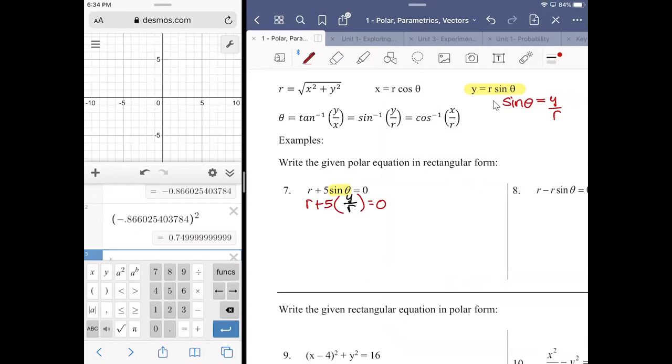All right, so it doesn't seem like we did much here, but we're actually making some headway because the theta's gone. That's good news, and we introduced a y instead of a theta, so that's great. Now I just want to clean it up a little bit, so I'm going to have r plus 5y over r equals 0. Now, the next step or two are algebra based, so your brain might take you in a different direction than mine, but my brain is telling me, clear out that denominator.